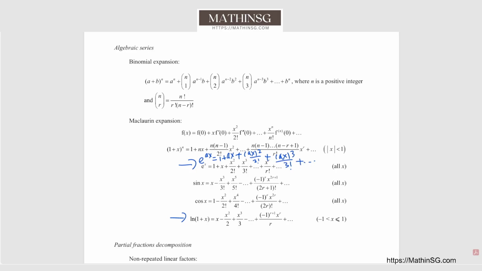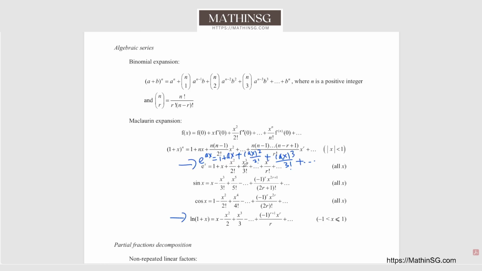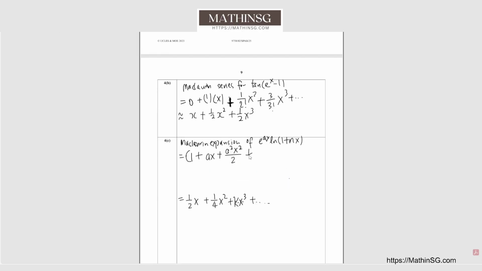Let me write it here. So expanding e to the power of ax, I'll have 1 plus ax plus (ax) whole thing squared, so it's a squared x squared over 2. Then I need to plus the third term, a cubed x cubed over 3 factorial. 3 factorial is 6 if you use your calculator. So a cubed x cubed over 6.